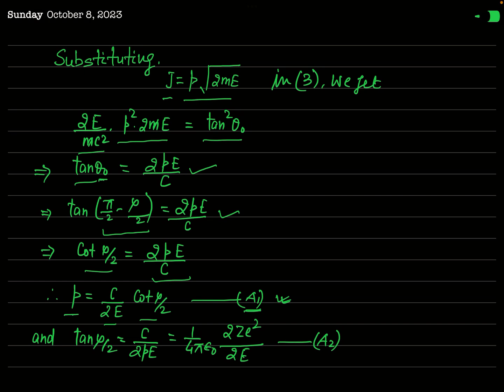Okay, and if your aim is to find the angle of scattering and you know the impact parameter, you can see this relation. Cot phi by 2 is this much, but you know cot phi by 2 is equal to 1 over tan phi by 2. So tan phi by 2 will be simply equal to the reciprocal of this. So tan phi by 2 is c over 2pe. But what is this c? We have seen earlier, in the present case, c is equal to 1 over 4 pi epsilon naught times 2ze square. This is c.